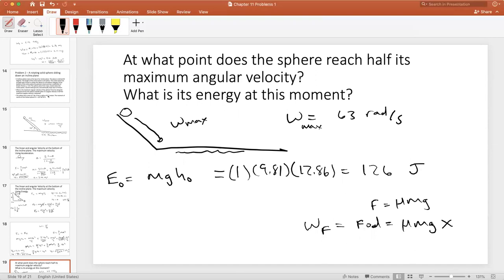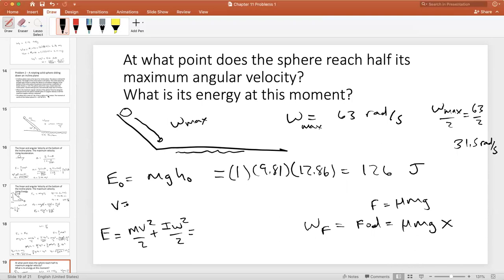So when it gets to the point where it has half, omega max to the half is half of 63, which is 31.5. So when its angular velocity is 31.5, how much energy does it have? The only energy it has at any time when it's on the horizontal portion is mv squared over 2 plus I omega squared over 2. And we know what omega is at the position that we want to find. We can convert using v is r omega. So this becomes m r squared omega squared over 2 plus I omega squared over 2, where omega is this omega max over 2.